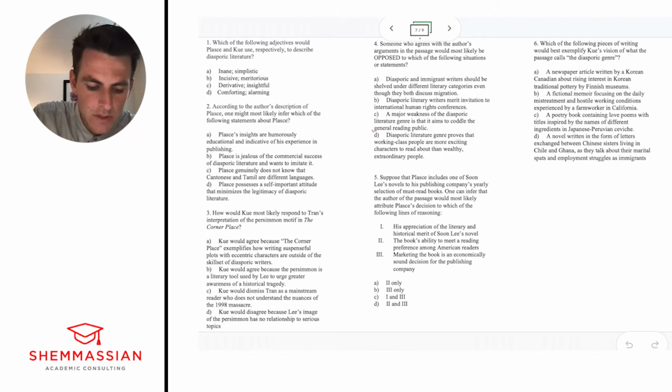So A, inane and simplistic. I don't think Quay would describe, given what we read, diasporic literature as simplistic. B, incisive and meritorious. Quay might say it's meritorious, like it's got merit, but incisive, Placé was talking really negatively about it, so I wouldn't say he would deem it incisive. C, derivative, insightful. I like that one. We'll come back to that. D, comforting and alarming. Placé again was derogatory. He wasn't saying it was comforting. He didn't praise it really at all. And Quay, alarming? No, I don't think so. Okay, so C, derivative and insightful.